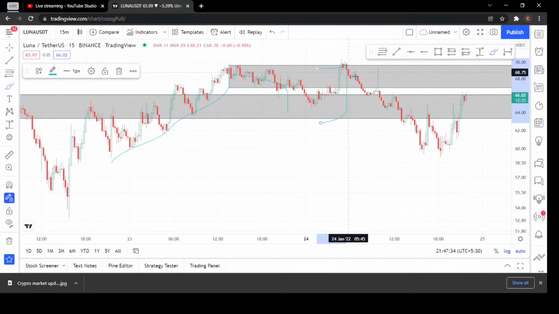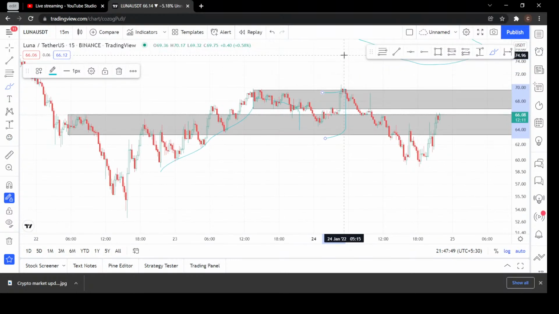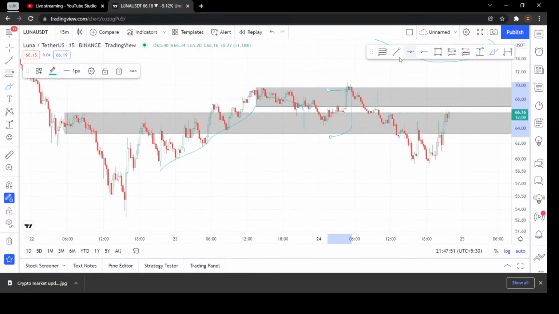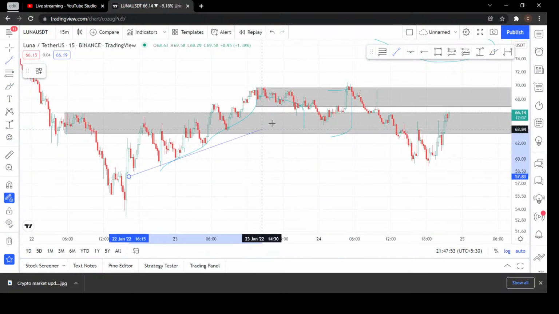Now this is where you will see, okay, we are not going up. We have a cool off. You enter here, or you could have entered here also or here also. You enter here as a short and then you take the swing high as the stop loss, or whatever you use to find your stop losses. Even if you see here, we had this.